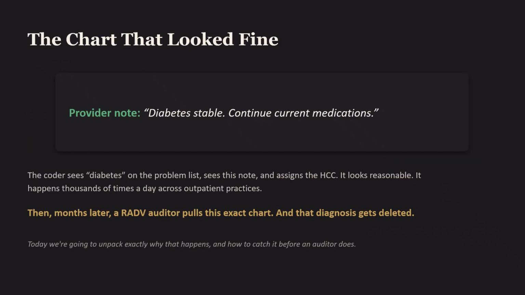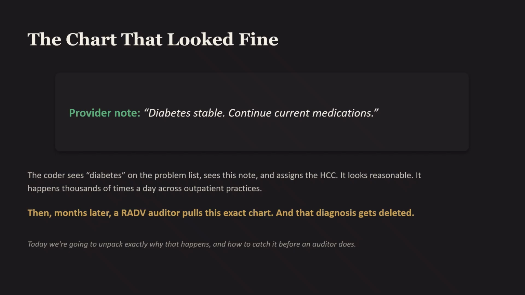Okay, so we'll start out with a chart that on the surface looks completely fine. The provider note says diabetes stable, continue current medications. That's it. It's the whole documentation for that condition at this visit. So the coder sees diabetes sitting on the problem list, sees this note acknowledging it, and assigns the HCC. On the surface, that looks reasonable. It looks like a defensible coding decision.